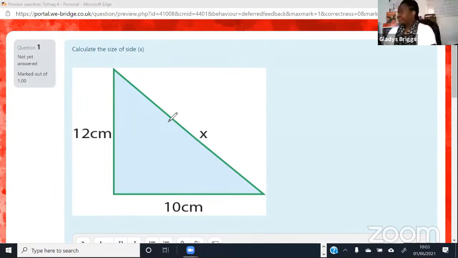Okay, so this is one where you have to use the addition. Yeah, you have to find the hypotenuse, so you have to add them.